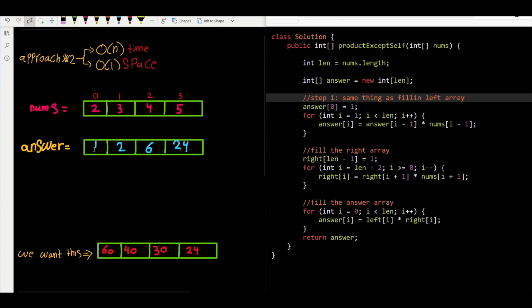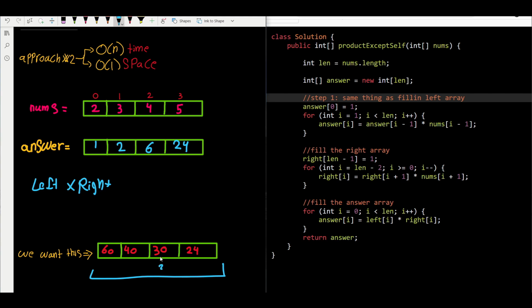Now we said that each field in the answer array is basically the product of the left section times the right section. So again, for instance, the index 2 in the answer array, here we have the final answer that we want to get. So at index 2 we have 30, which is basically 2 times 3 times 5. As we can see, we have the left section and we have the right section. At this point we have the left section, which is 6, 2 times 3. Now how can we find the right section?